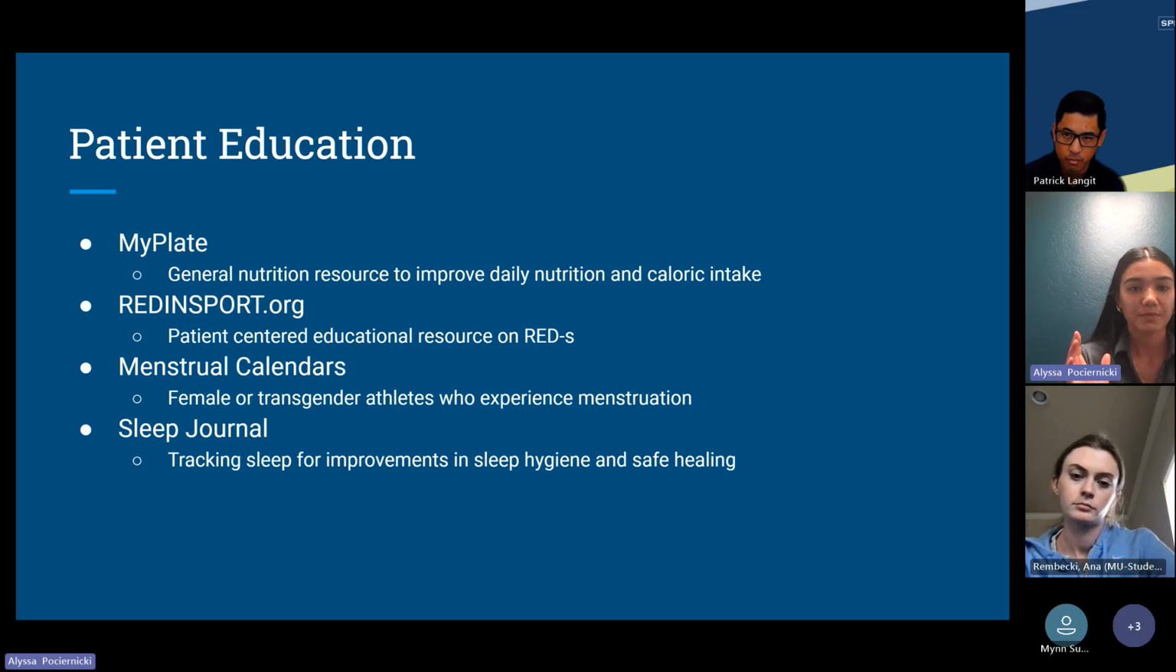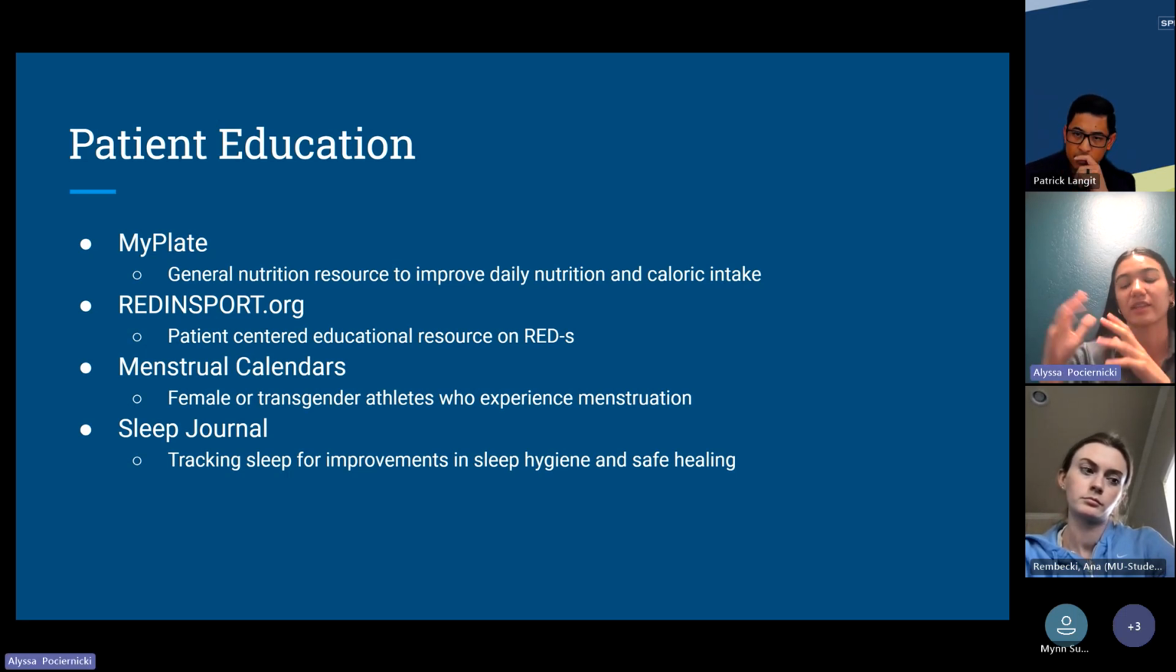And then the next resource is redinsport.org. It's a patient-centered educational resource on RED-S. It's very user-friendly. If you look up the website right now, it's pretty user-friendly. It takes you through the diagnosis, how you get diagnosed, and what you can do to treat it at home and manage it by yourself. And then it also takes you through the outcomes of what happens if this were to be prolonged or pretty severe.